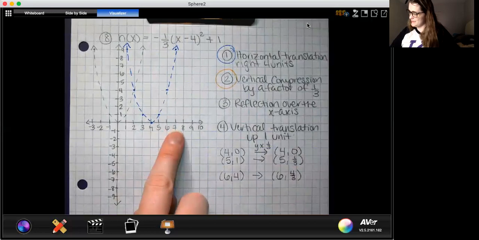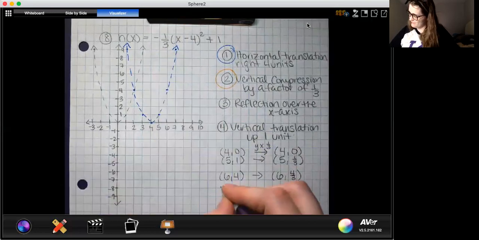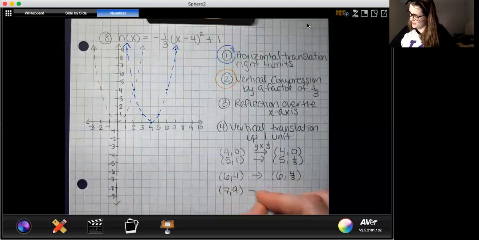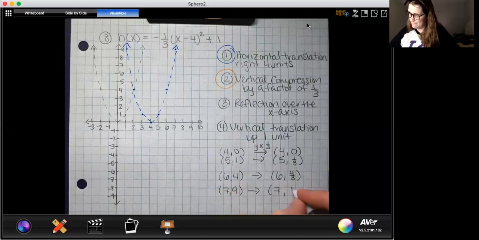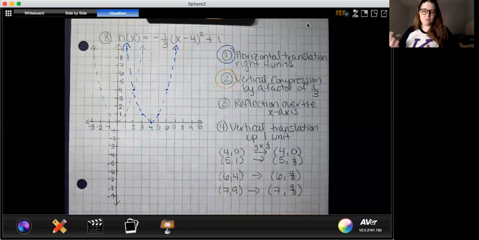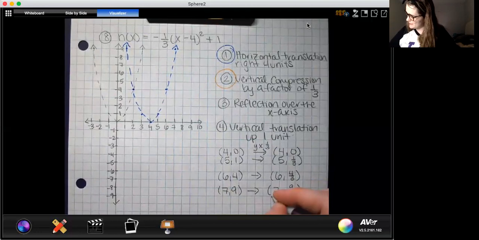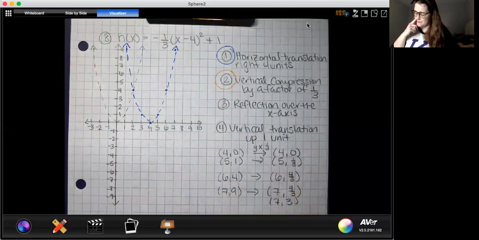And we had (7, 9), which will now be (7, 9/3), which would simplify. Typically, this would be (7, 3). But to look at that pattern, I wrote it as 9/3.